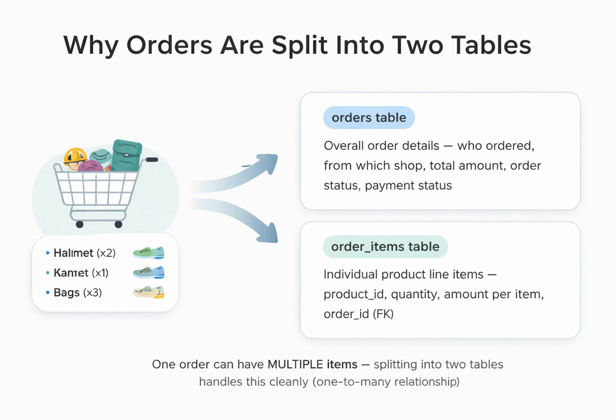The first table, orders, stores the overall order details: who placed it, which shop it's from, the total amount, the order status, like pending or delivered, and the payment status. The second table, order items, stores each individual product line item within that order. This is a classic one-to-many relationship in database design.